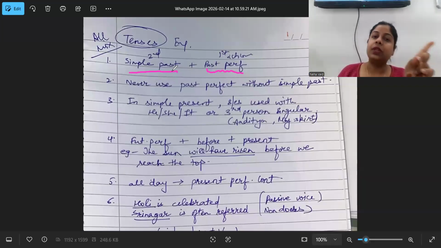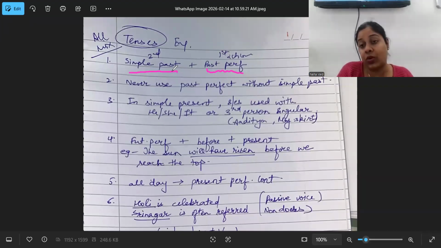Okay. One more thing I told you: if simple past is already given, always use past perfect according to the sentence. It can be past continuous also, depending on the type of sentence. But most of the time we have to use past perfect if you think the action is already completed before that, meaning before the simple past, whatever is given to you. Then you have to use past perfect. Next, never use past perfect without simple past.